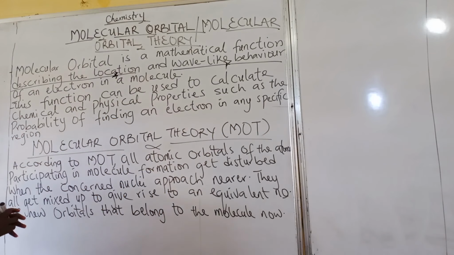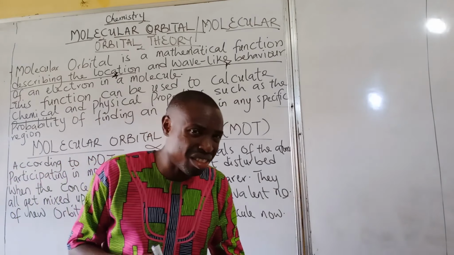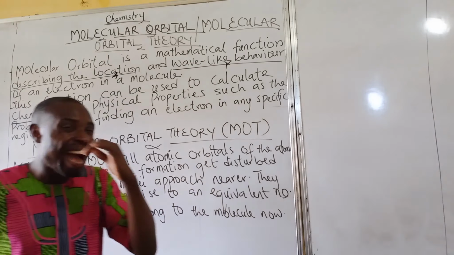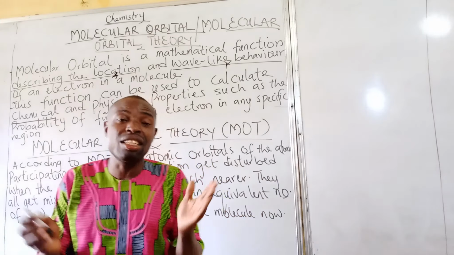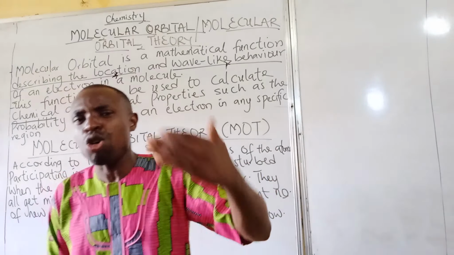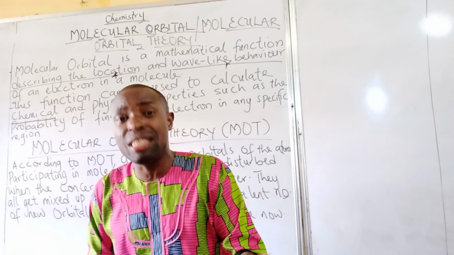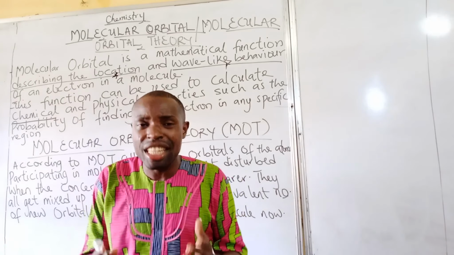Now we also say that this function can be used to calculate two things: the chemical and the physical properties, such as the probability of finding an electron in any specific region, and that describes what we call an orbital. And an orbital is a region or space in which there is a high probability of finding an electron.